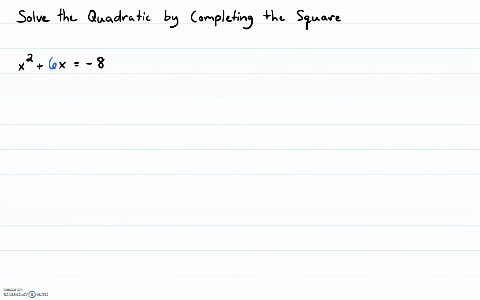In this video, we're going to look at how to solve quadratic equations by the method of completing the square. And the particular quadratic equation we're going to look at is x squared plus 6x is equal to -8.